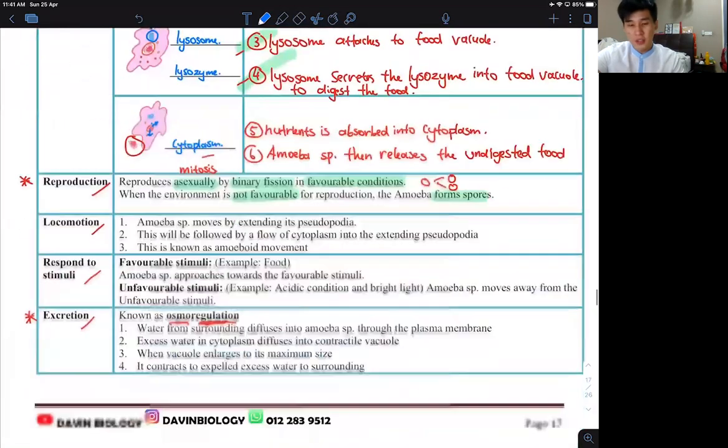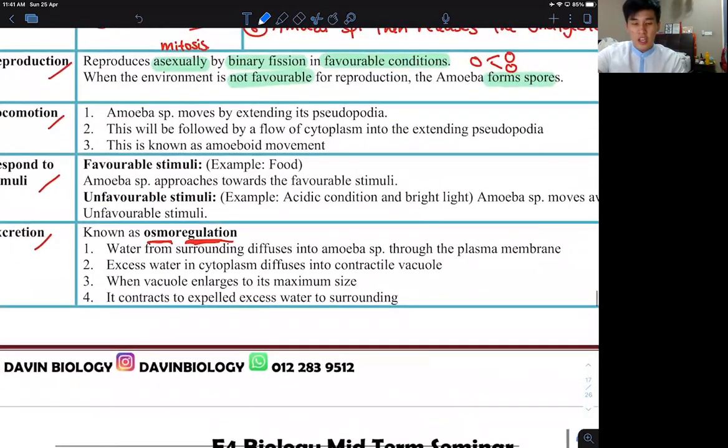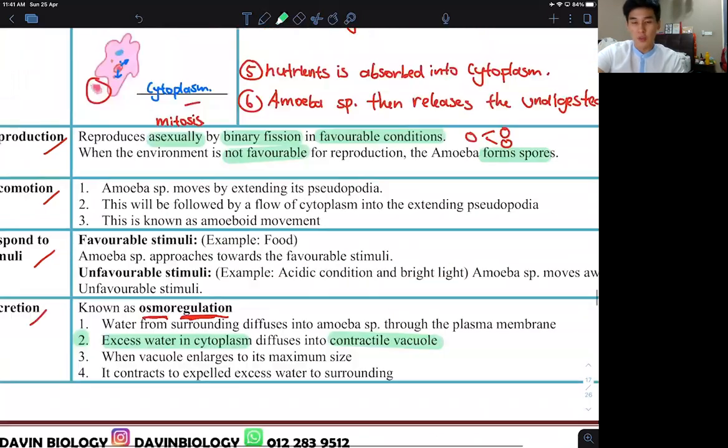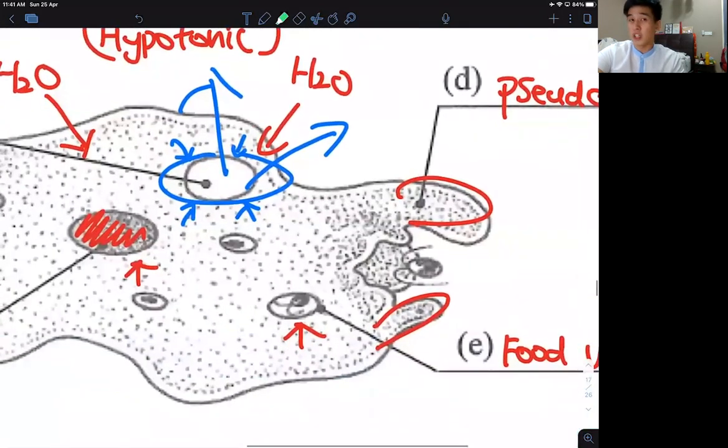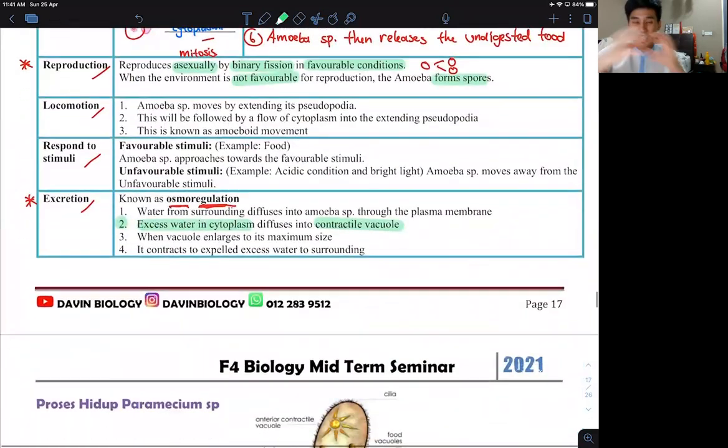So you just have to say, actually, usually we start from here. The first part is just telling you water diffuses into the amoeba through the plasma membrane, nothing much. So if they ask you to explain osmotic regulation, we start from point number two actually. Excess water in the cytoplasm diffuses into the contractile vacuole. Like I showed you just now, water goes into the contractile vacuole. So this contractile vacuole will expand.